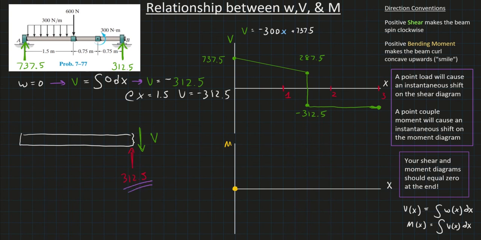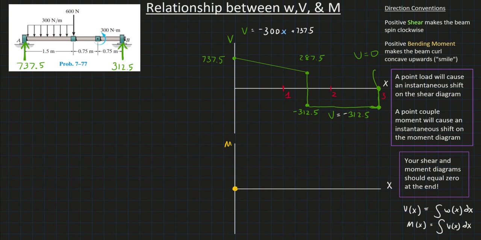If we have 312.5 going up, we're going to need a lot of positive shear fighting it downwards. So we need a lot more of this to fight this point load that we've just encountered. So this means we're going to be going upwards on our shear. Upwards by how much? A 312.5. And since this is a negative 312.5, this gets a V is equal to 0 at x is equal to 3. So we have indeed gotten our V diagram equaling 0 at the end. So that's great.